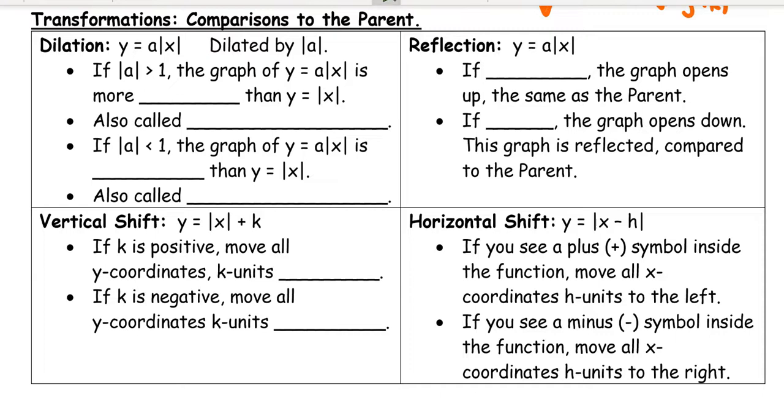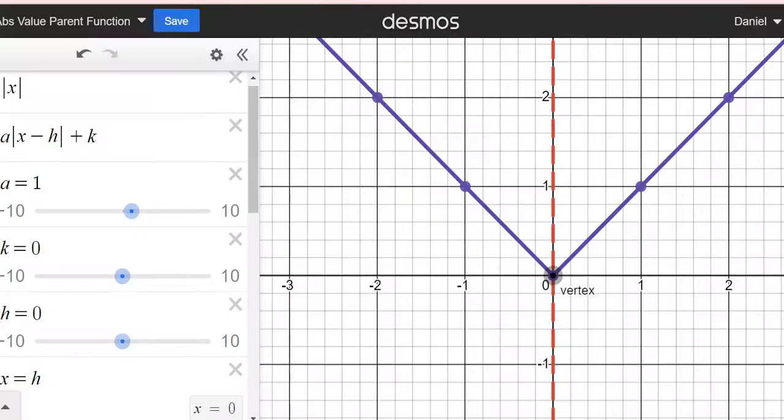Now, let's take a look at this A value, the dilation. The A value is going to have to do with the dilation and the reflection. What we want to do is pay attention to two things. One is what direction the graph opens, and whether that graph gets more narrow or wider compared to the parent function. So let's take a look in Desmos.